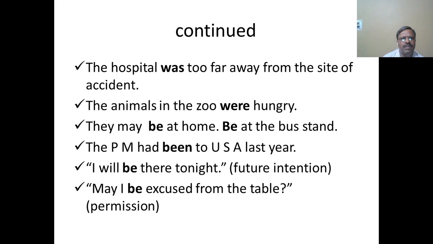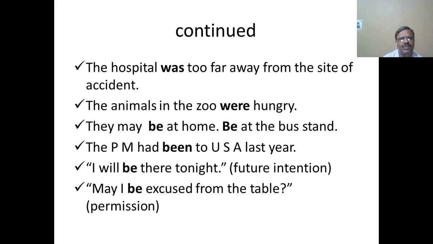Another example: the hospital was too far away from the site of accident. In the sentence, the hospital is the subject. The hospital is third person and singular in number. It takes a singular be form verb, was, as the verb. The hospital was too far away from the site of accident.